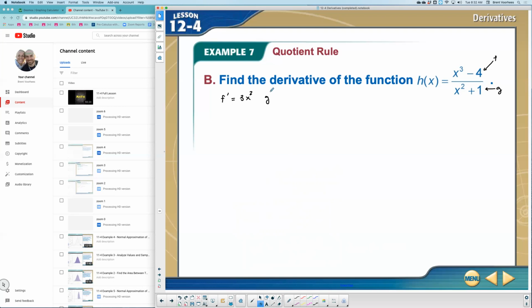And then for g prime, the 2 becomes a coefficient, 2x to the first power. This constant also disappears with the derivative, so that's gone. And so finally, let's find g of x, the function squared, which means I would take x squared plus 1, and I would square that. And if I FOIL that out, x squared plus 1, I'm going to go a little bit faster with my algebra this time. If you need to, pause it and try this yourself, fully distributing or FOILing that out.